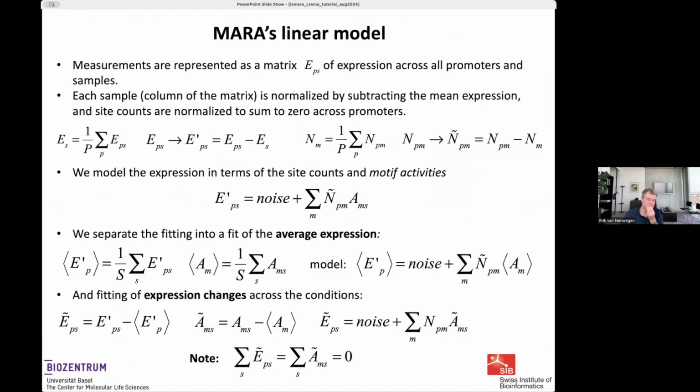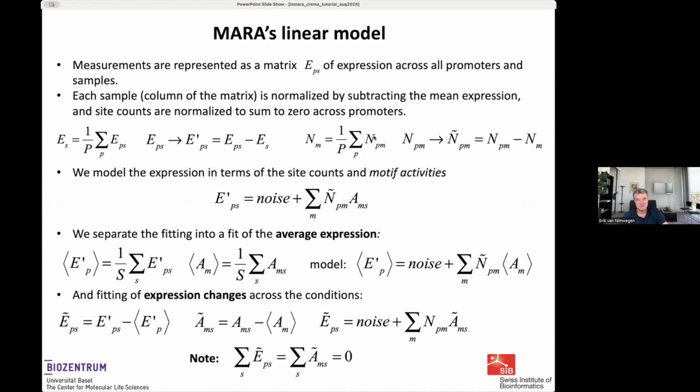Okay, so this slide is going through the steps of how this works. There are quite some formulas on this slide, but it's actually really simple. The first step is for each sample S, we calculate the average expression of the sample, right? So you just sum over the promoters, divide by the number of promoters, this is the average expression. So the first thing we do is we subtract this average expression from each column, each sample. So this makes sure that the sum along each column is now 0.